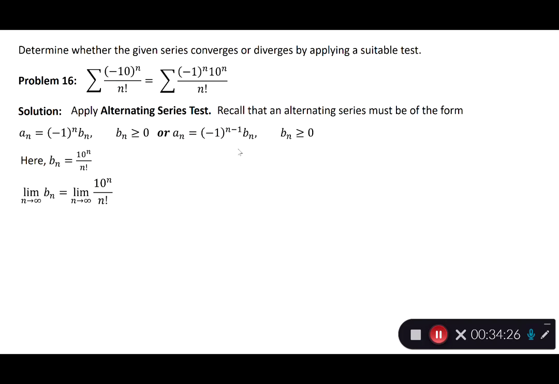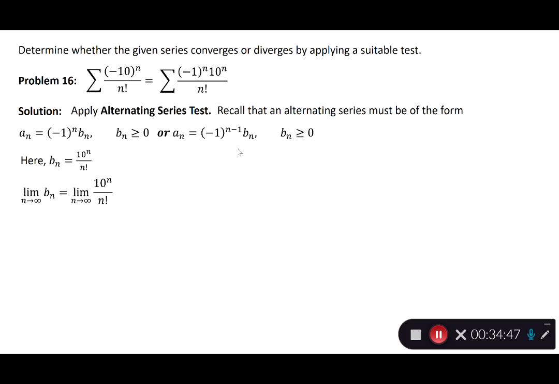Usually we say exponential. Oh man, exponential goes to infinity really fast. Imagine 10^n: 10 to the 1, 10 squared, 10 cubed, 10 to the 4, 10 to the 5. Very rapidly it's increasing. So 10^n goes to infinity very fast.